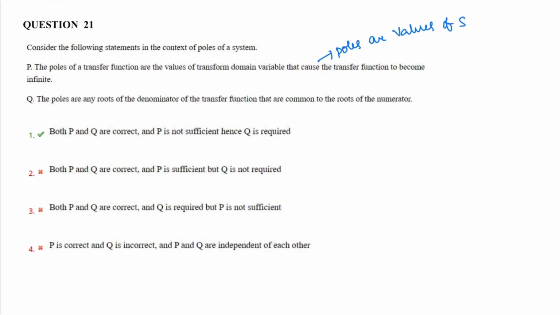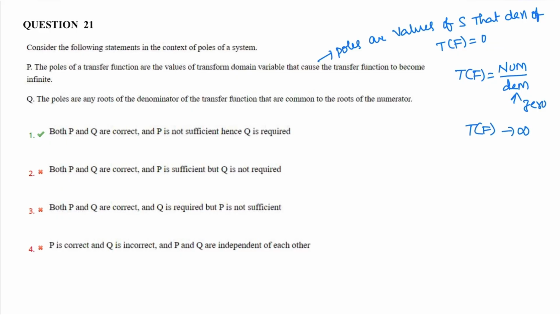Values of s that make the denominator of the transfer function 0. The transfer function is numerator by denominator. In the transfer function, if the denominator is 0, then the transfer function value approaches infinity. Its magnitude will become infinity.